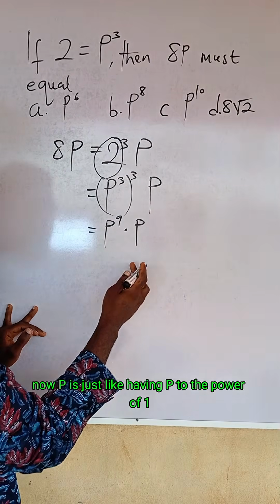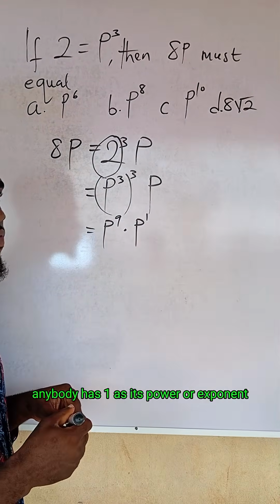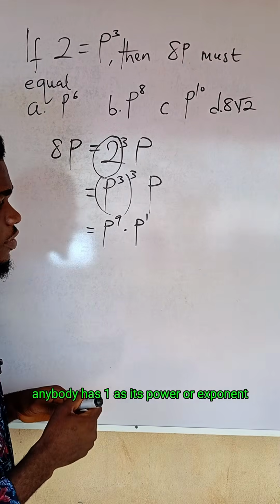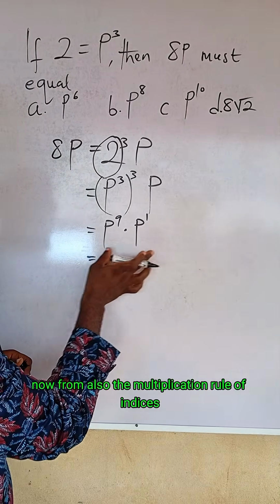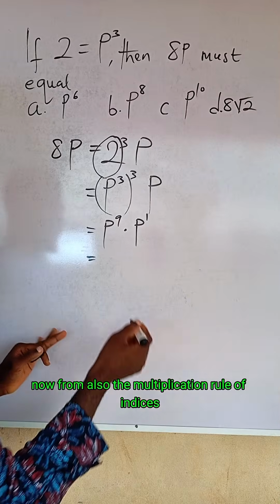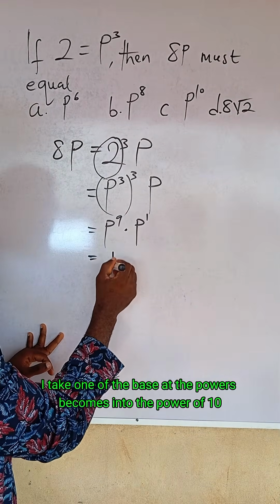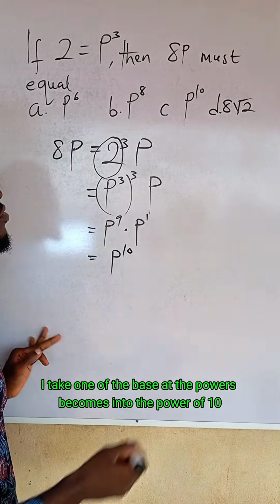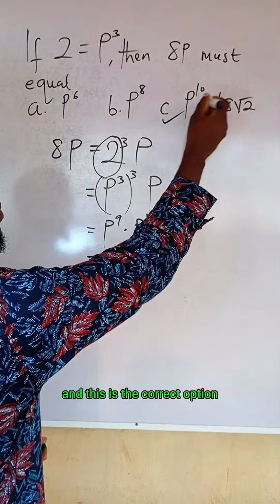Now p is just like having p to the power of 1. Any value has 1 as its power or exponent. Now from also the multiplication rule of indices, since they have the same base, I take one of the base, add the powers, it becomes p to the power of 10. This is the correct option.